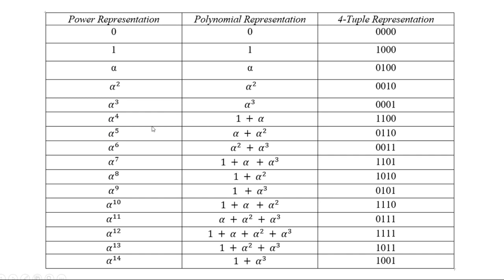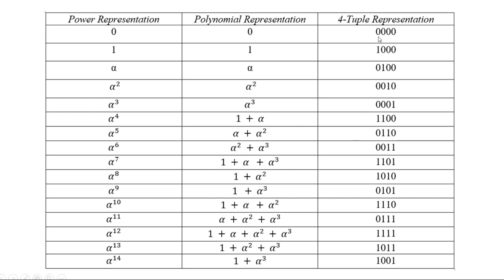So generally we will use power representation for multiplying the elements, and for adding the elements we will use polynomial representation, and the 4 tuple representation for identification of the element. It is the actual identification of the element.